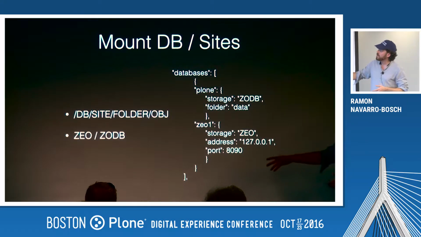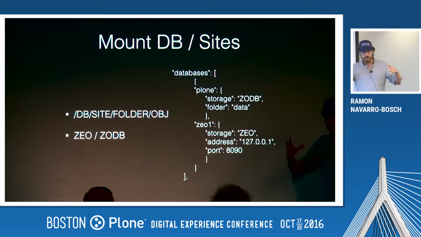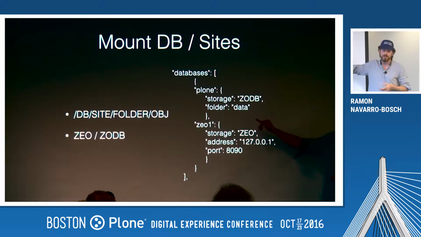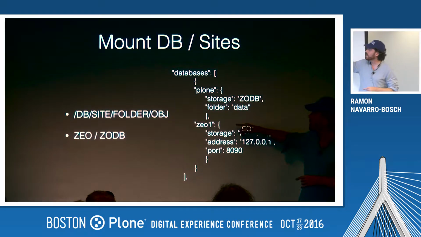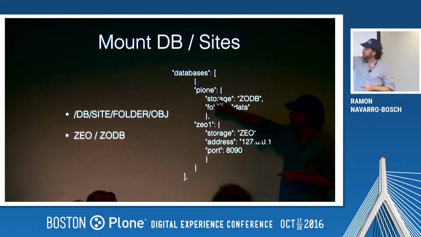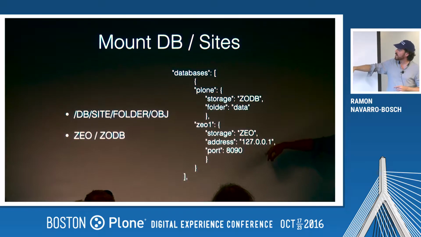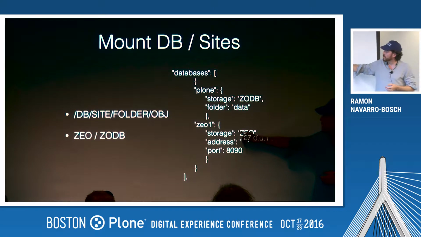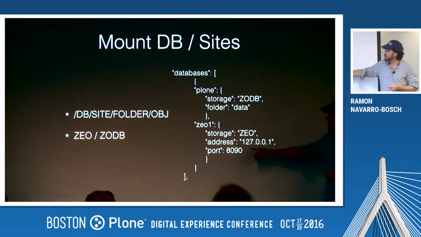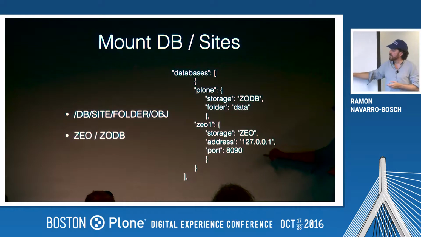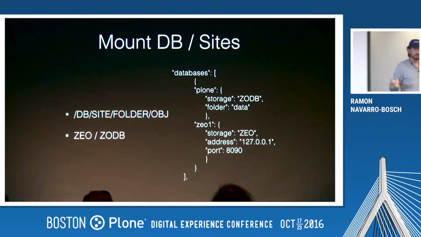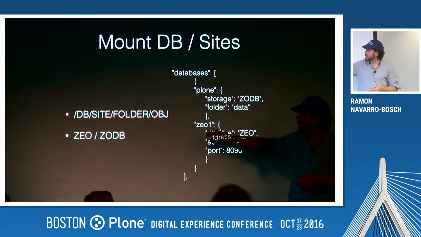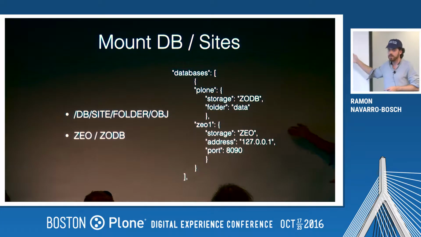And how do you define these databases? In the configuration of the application, you define which databases you want to use. You can see I love JSON because I'm using it in a lot of places. So you define, for example, this Plone database. It's a ZODB, and it's in the folder data. And this other database, zeo1, it's a ZEO server, and the address of that ZEO server is that one. And then I can point to this: zodb/zeo1/site/whatever.